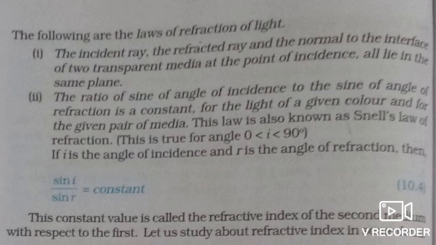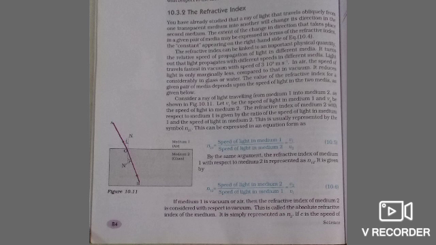I think you understood the concept of refraction of light. Refraction of light is nothing but change in speed of light when it travels in two different media. Next we shall discuss the refractive index. You can see in the diagram, this is a glass slab, medium 1 to medium 2. Medium 1 is air and medium 2 is glass.